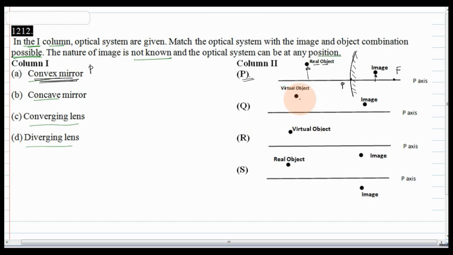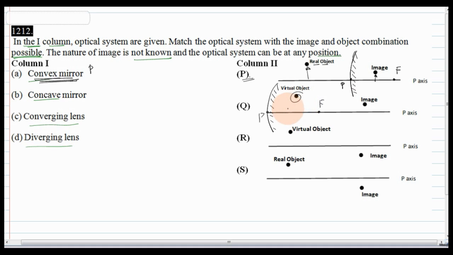Now for case Q, there is a virtual object. A virtual object should be behind the mirror, so the mirror should be here. If the object is virtual, its image is real and enlarged when it is between pole and focus, but the image here is given as diminished. So virtual object between pole and focus, the case is not here.